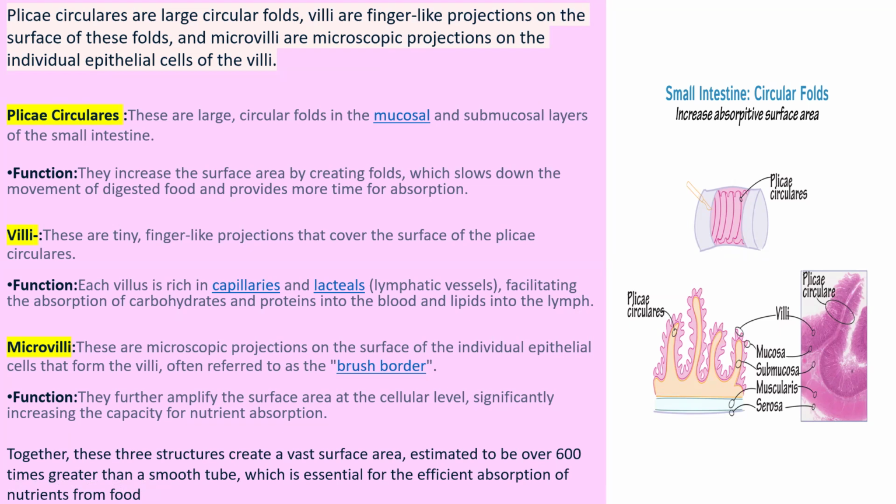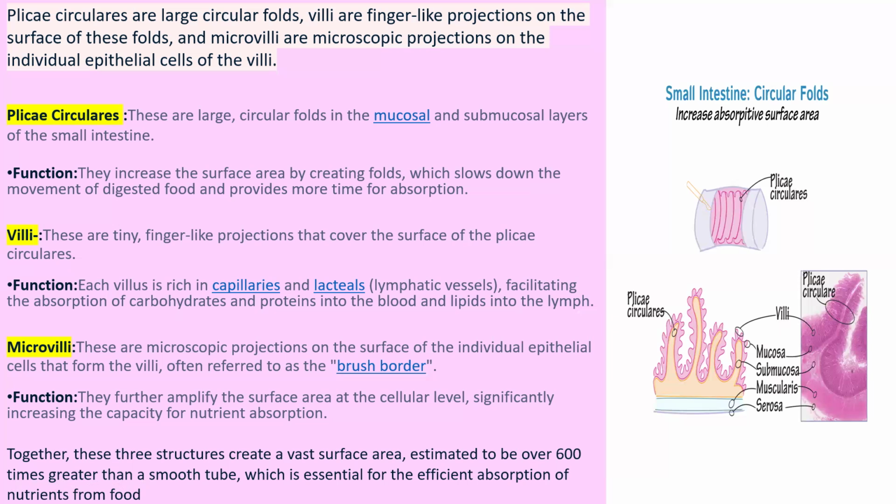Villi are finger-like projections present on the surface of the plicae circulares. Each villus is rich in capillaries and lacteals. Lacteals are lymphatic vessels present in the villi. So it helps in the absorption of carbohydrates and proteins into the blood, and fats into the lymph.